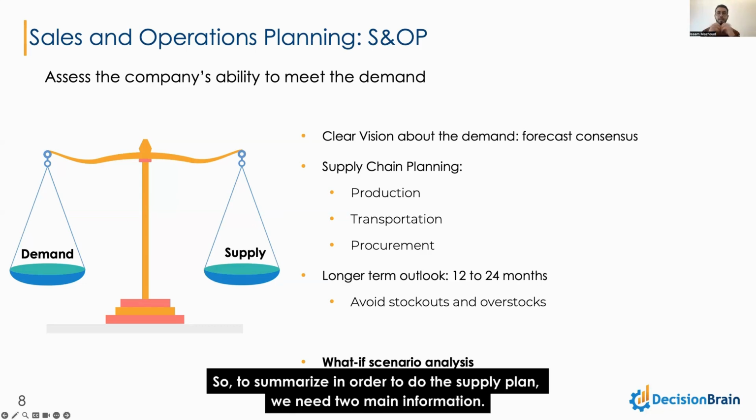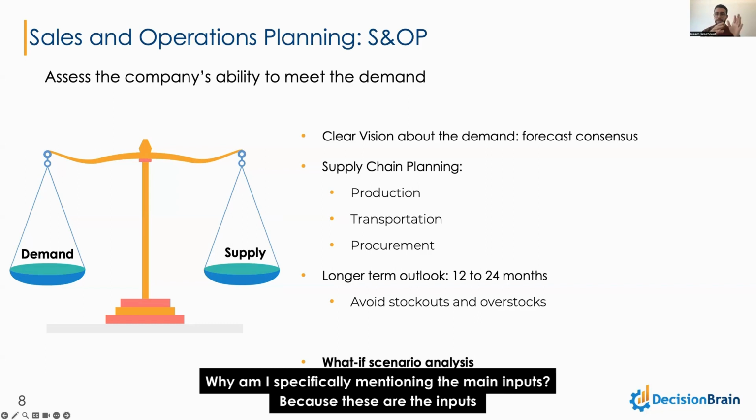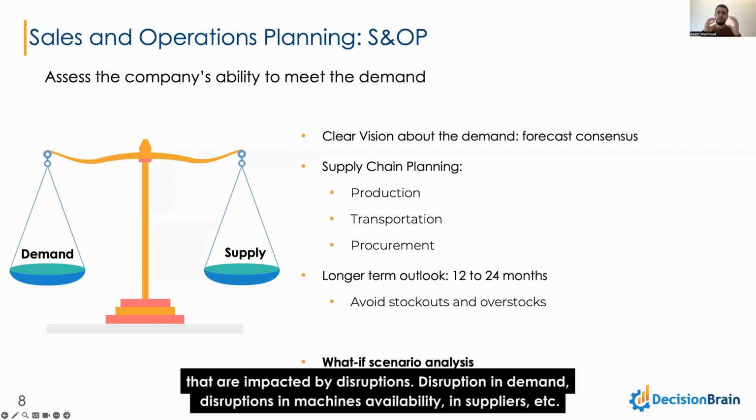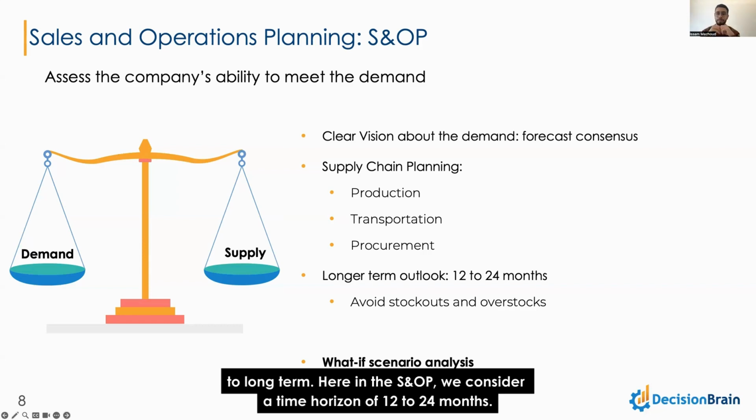So to summarize, in order to do the supply plan, we need two main pieces of information. First, we need the demand, and also we need the operational constraints. Why am I specifically mentioning the main inputs? Because these are the inputs that are impacted by disruption in demand, disruptions in machine availability, in suppliers, etc. And this is very important to take into consideration, especially when planning the supply chain for a medium to long term. Here in the S&OP, we consider a time horizon of 12 to 24 months.